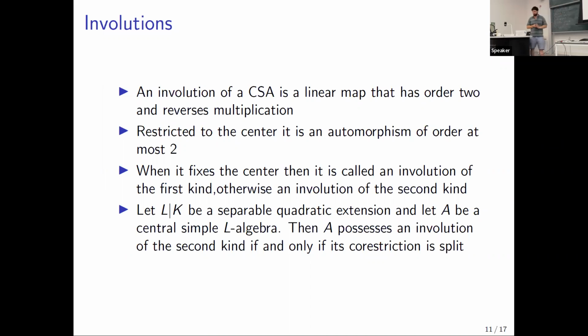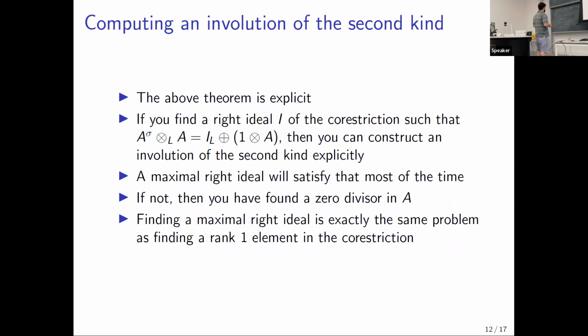So you take the transpose and you apply conjugation. And there is a theorem, I don't know by whom, probably Albert, that if you have a separable quadratic extension, and you have a central simple L-algebra, then this central simple L-algebra possesses an involution of the second kind if and only if its Corestriction is split, meaning the Corestriction is just a full matrix algebra. And interestingly, the proof of this theorem is quite explicit.